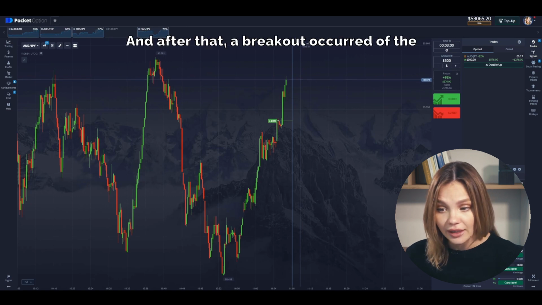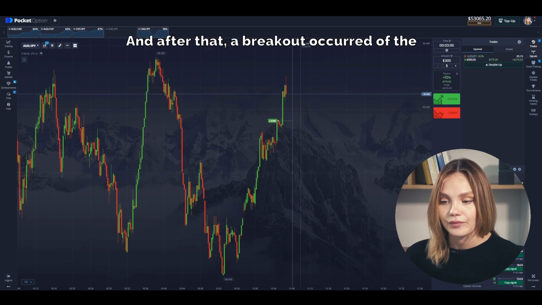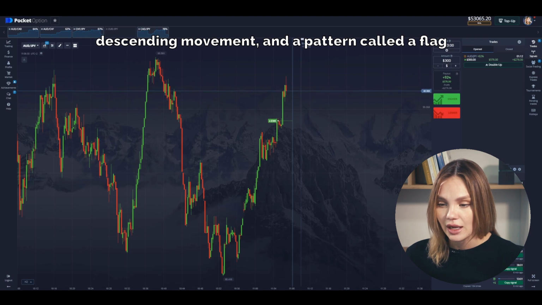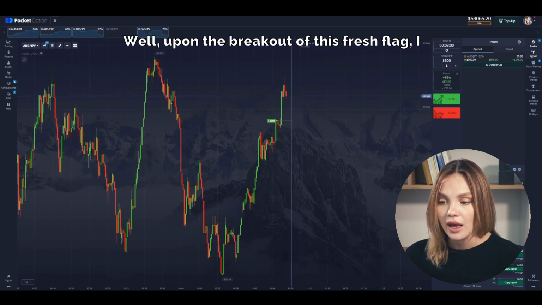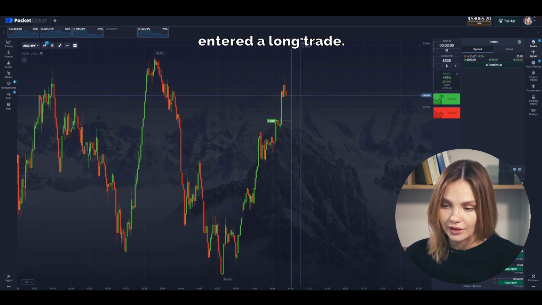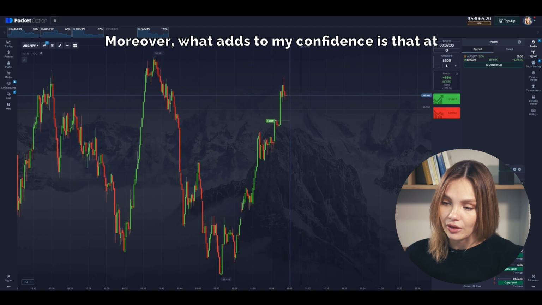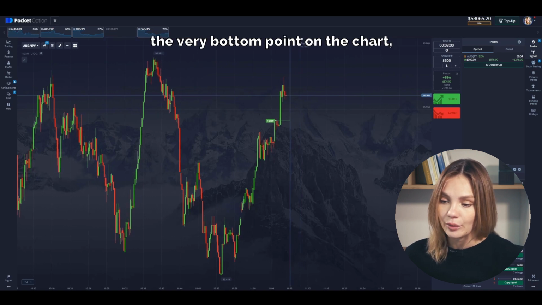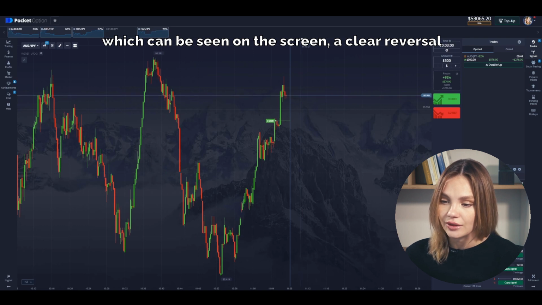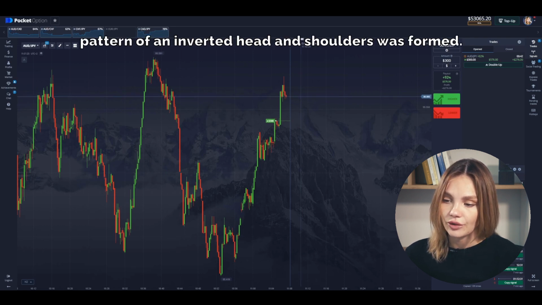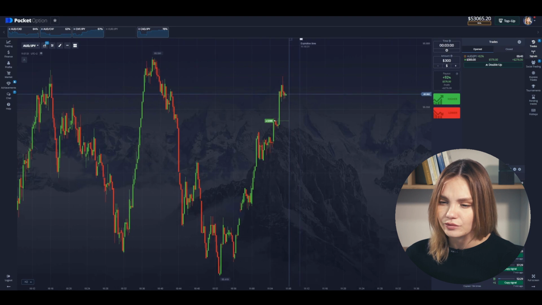And after that, a breakout occurred of the descending movement, and the pattern called a flag was formed on the chart. Well, upon the breakout of this fresh flag, I entered a long trade. Moreover, what adds to my confidence is that at the very bottom point on the chart, which can be seen on the screen, a clear reversal pattern of an inverted head and shoulders was formed.